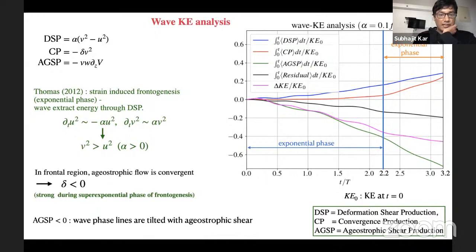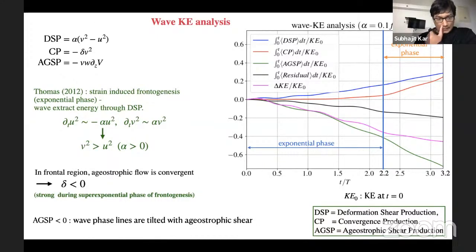In Thomas 2012, this typical strain-induced frontogenesis has been studied. In his case, the frontogenesis was only in the exponential phase. There he has shown that the wave was extracting energy only through the DSP, so only through the blue line that I'm showing here.